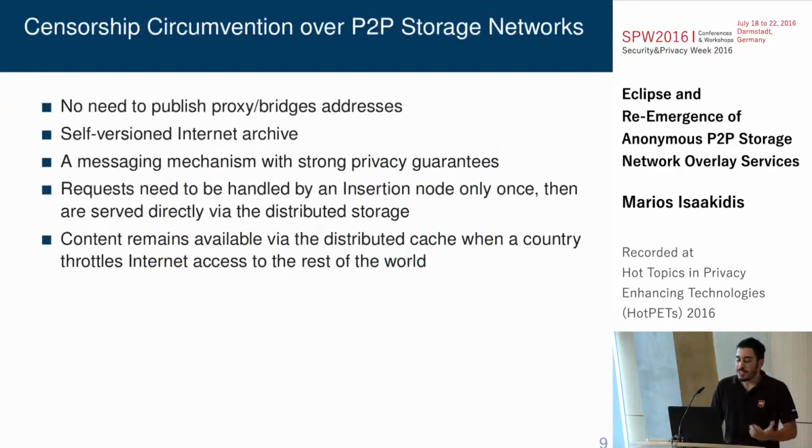So, was the idea of building Sino, a censorship circumvention service, over Freenet a good one? Well, first of all, we do not need to publish any proxies and bridges addresses, taking Sino to the era beyond the cat and mouse game. And what we are creating is a self-version of the Internet Archive, so you can take a look, for example, at what the BBC News has published today and what they published a week ago.